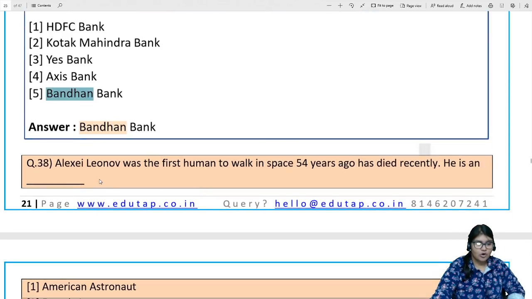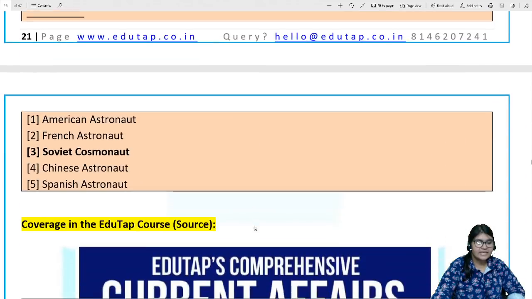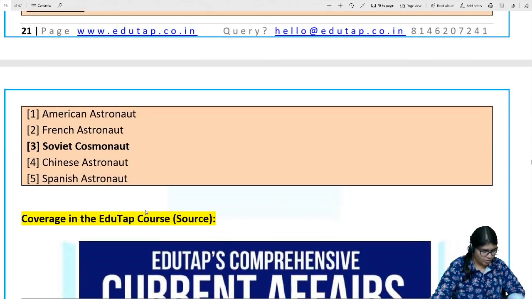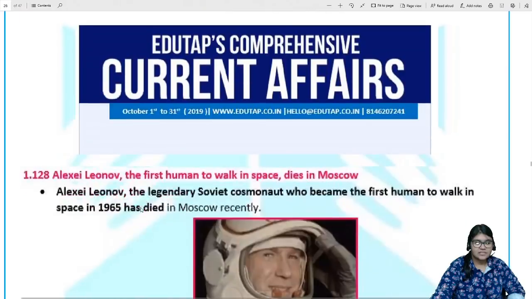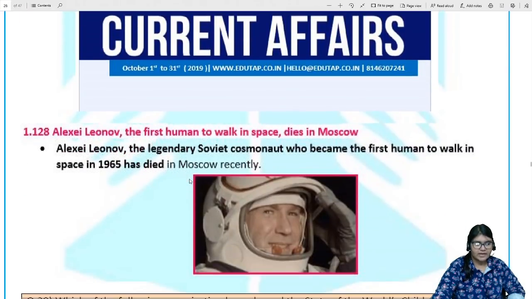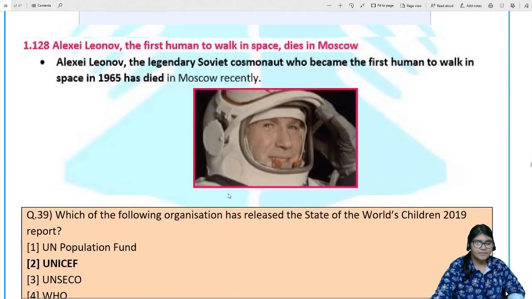Next, Alexei Leonov was the first human to walk in space 54 years ago. He has died recently. He is a, the answer is Soviet cosmonaut. This was covered in the month of October. So again, you can see the picture placed in the magazine.